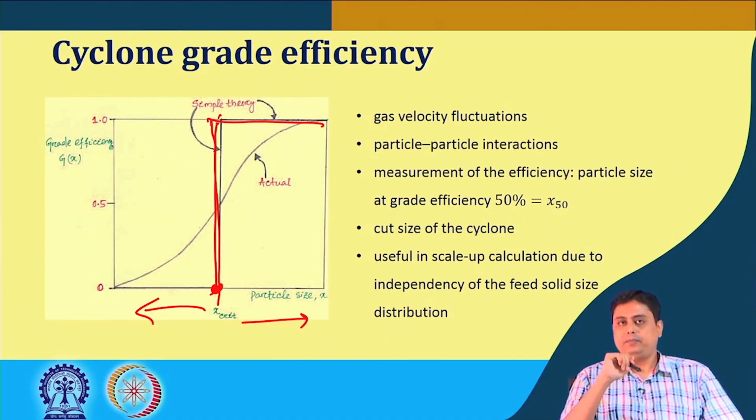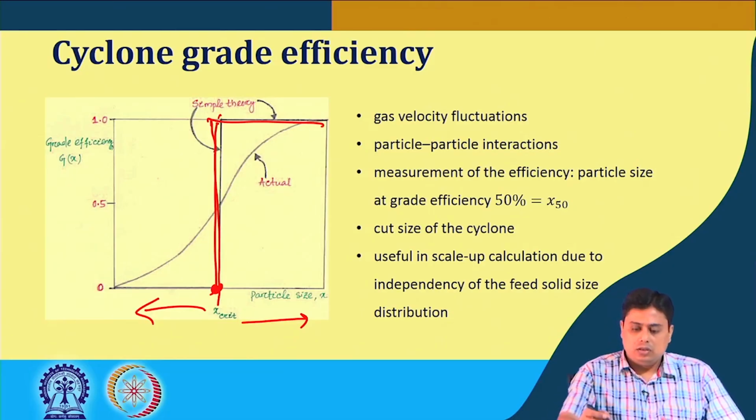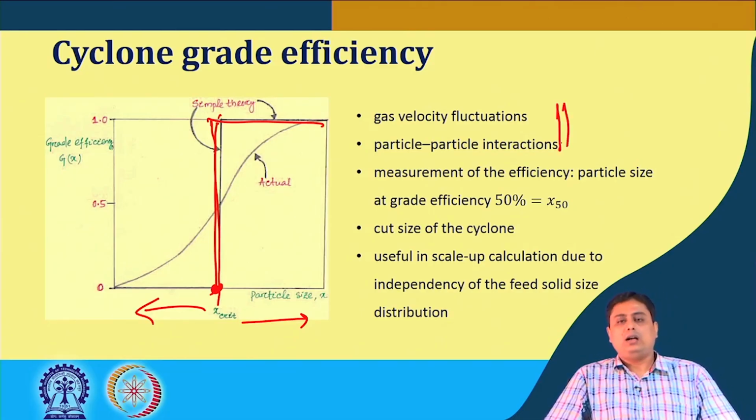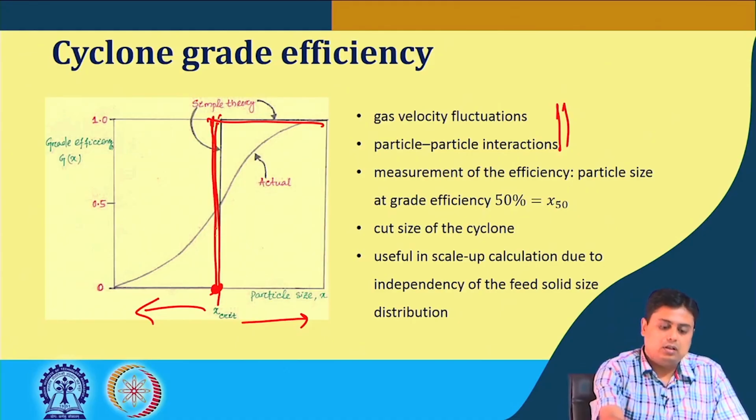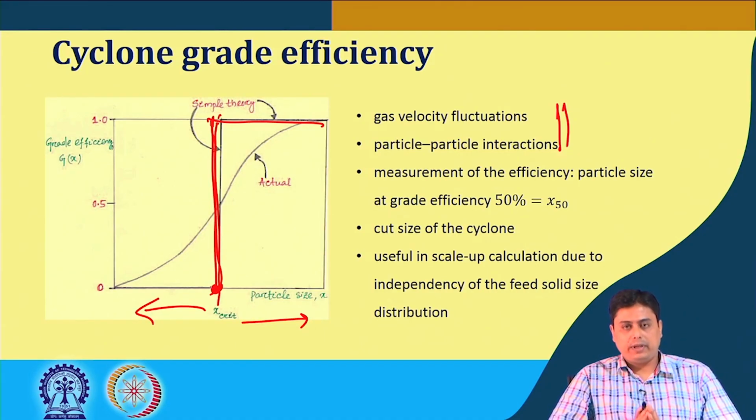but the point is that in actual practice it has been seen that even though there is a x critical, few particles smaller than that get collected, or say higher than that are escaping, and this happens due to gas velocity fluctuations and particle-particle interactions. These two are the reason why we do not get this kind of ideal or 100% separation with a critical size.